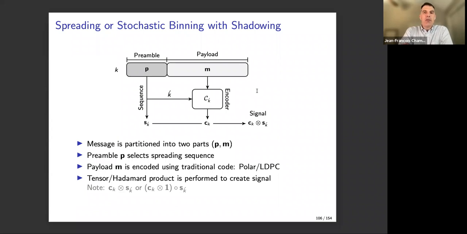And we're going to use the preamble to do two things. We're going to use the preamble to pick a spreading sequence, S. And then we're also going to use the preamble to select an encoder. And then with that encoder, we're going to encode the payload. So the preamble selects the encoding and it selects the sequence. And once the encoder is selected, the payload is encoded with that encoder and creates the code word C_k. And then in the traditional fashion of CDMA, you would take the tensor product between your code word and your sequence, and that would be the signal that you're transmitting.